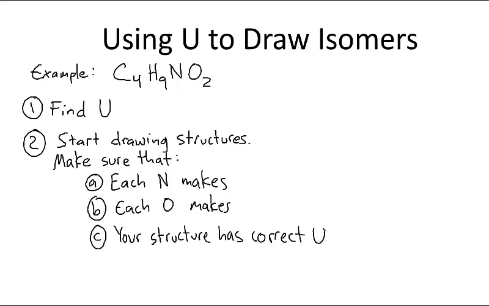So if you're going to draw different isomers with the same formula, once you've calculated the unsaturation number, you want to make sure that nitrogen makes, how many bonds does it like to make? 3. How many bonds does oxygen like to make? So make sure that each nitrogen makes 3 bonds. Make sure that oxygen makes 2 bonds. Make sure your structure has the correct unsaturation number. And if you follow those, then whatever you draw should be a valid structure.